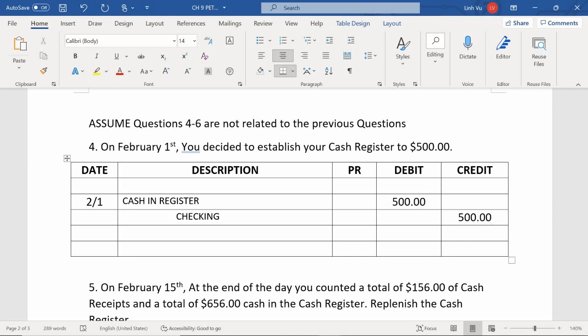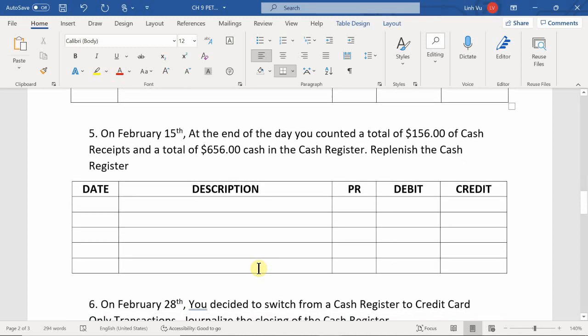So that means with this example here, you need to have $500 in your register at all times, right? That's the core thing about business, is that you always need to make sure that you have this exact number in your checking account or in your cash register at all times. And of course, you can put a note here that you are to establish cash in register.